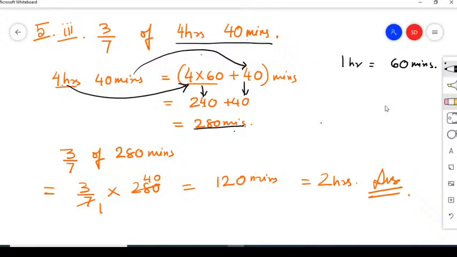So now, instead of writing 3/7 of 4 hours 40 minutes, I am writing 3/7 of 280 minutes. So now we can do the cancellation. 7 ones are 7, 7 fours are 28 and 0. So 3 into 40 is 120 minutes. Now 120 minutes, since it is greater than 60, we should always give it in the highest unit that is there in the question. So if you divide it by 60, you will get 2 hours.